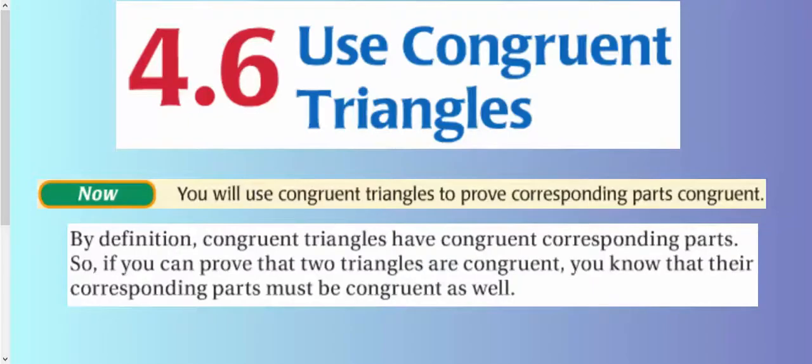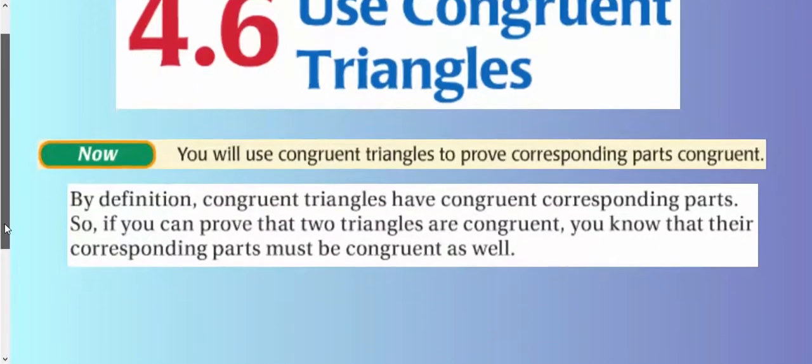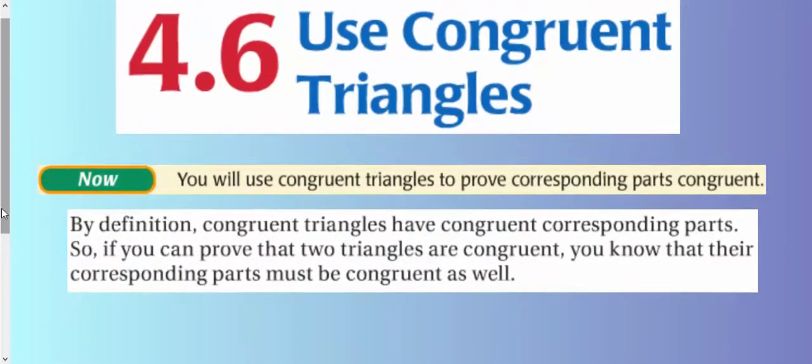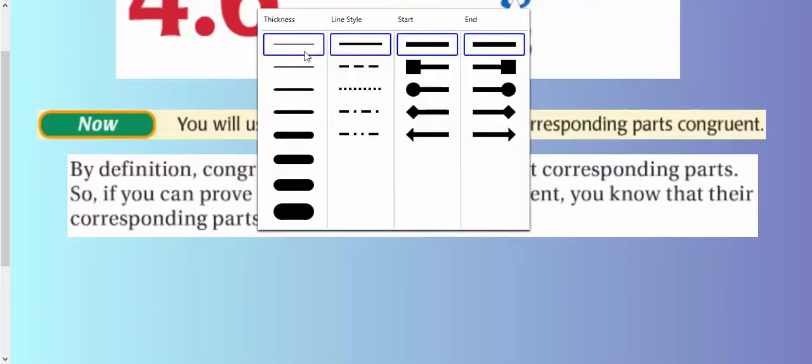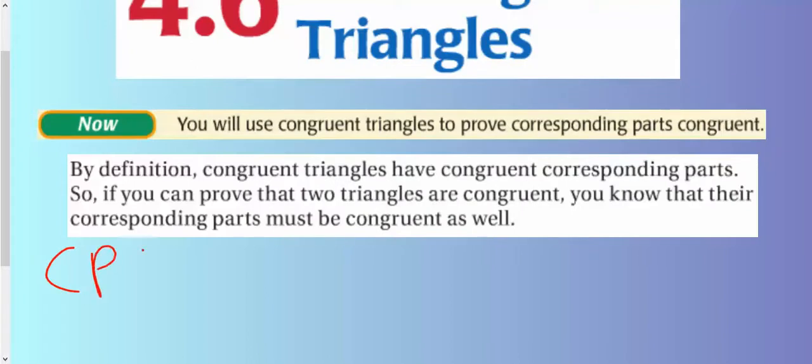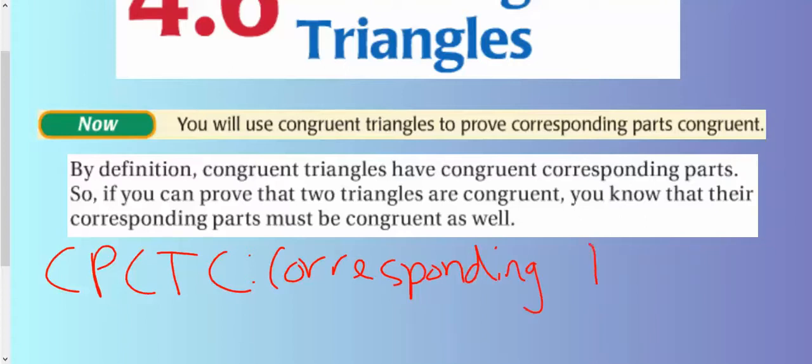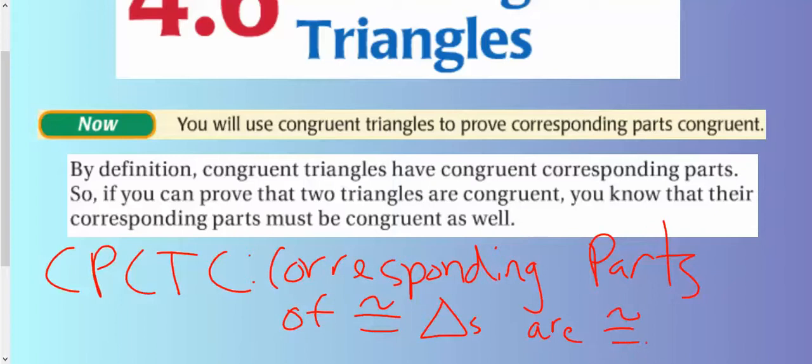Okay, so there's really not a lot of new things in this section. There's one new thing. We're going to prove the triangles are congruent to show that a certain part of the triangles is congruent. It's called CPCTC. And you're going to want to remember what it means: corresponding parts of congruent triangles are congruent. So we're going to show the triangles are congruent, and then their corresponding parts are also congruent.